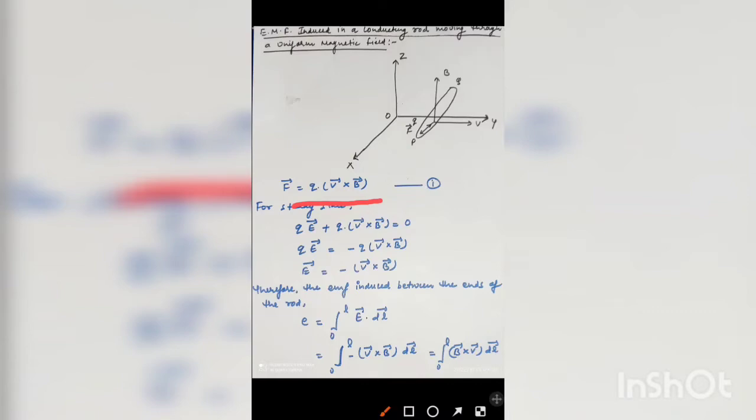Thus, for the steady state, qE plus q v cross B equals 0, or qE equals minus q v cross B. Then E will be minus v cross B. Therefore, an EMF is induced between the ends of the rod. The total EMF induced is e equal to the integration of E dot dl, where the length of the rod is L, so the limits will be 0 to L.